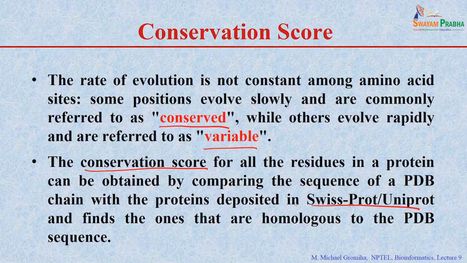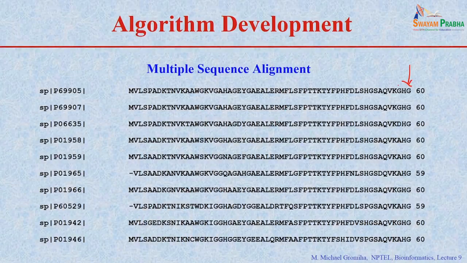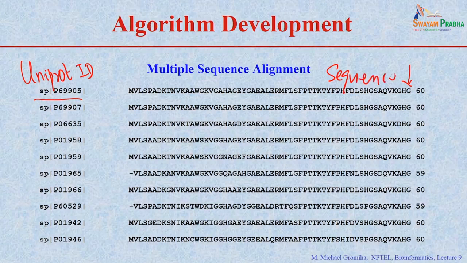Then you can compare the sequences and you will see where you have the variable residues and where you have the conserved residues. Now, if you give the multiple sequence alignment, for example, if you look at position number 60, is this position conserved or variable? It is conserved, because if you see the 10 different sequences, this is the UniProt ID, and this is the sequence. Just for example, I kept from 1 to 60. We take the 60th position, you can see all the residues are glycine.